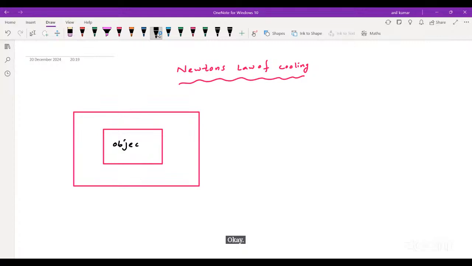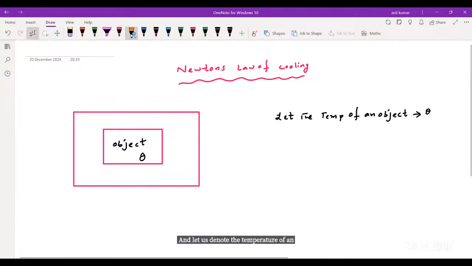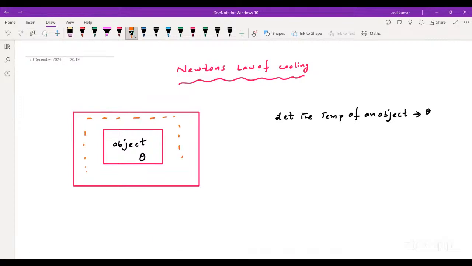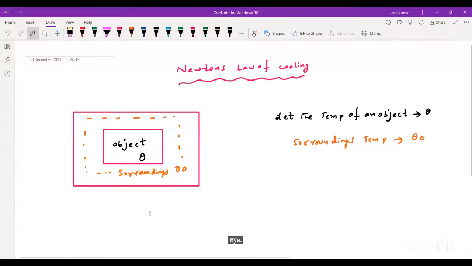Let us consider an object and denote the temperature of the object by theta. Here we have an object, and these are the surroundings. Let us denote the surrounding temperature by theta naught.